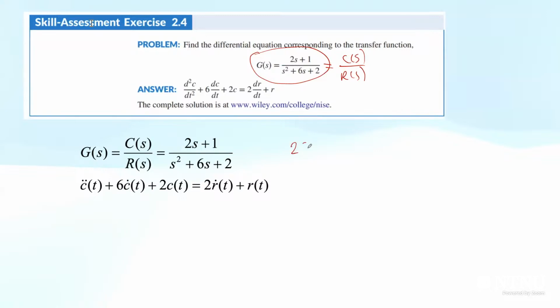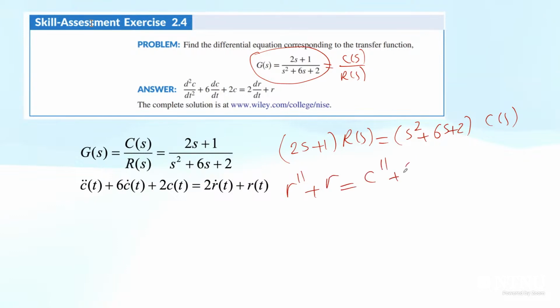Use cross multiplication. It will be 2S plus 1 multiplied by R of S equal S squared plus 6S plus 2 multiplied by C of S. 2S multiplied by R of S will be R double dash plus R equal C double dash plus 6C dash plus 2C. So this is my differential equation. So now we are done, correct? Just order it, I mean, starting with C double dash on the left side, and the input will be on the right side. Anyway, now we are done with this example.